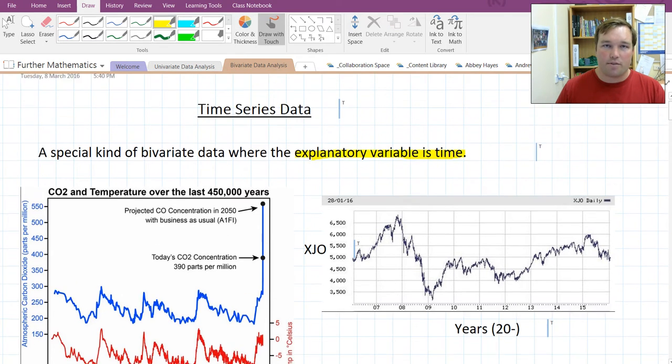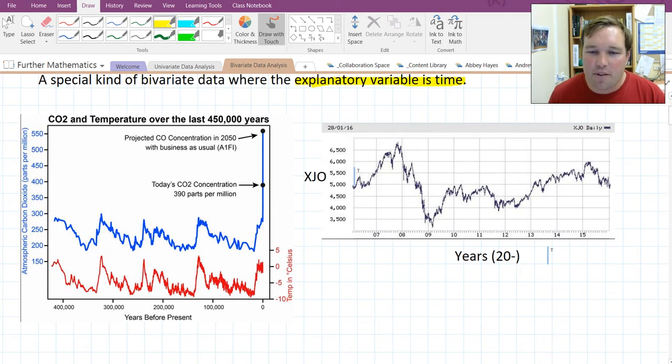Now, you've seen these graphs all the time. For example, on the right here, we have XJO, which is the Australian Stock Exchange, against time. 07, 08, it crashed a bit, and we've been recovering since, etc. On the left is a particular favourite of mine, showing the CO2 emissions on the left-hand axis, and the temperature over the last 450,000 years, largely taken from ice samples going back that old. And we can see that temperature-wise, this is where we are now. No big deal, because we've been here before.